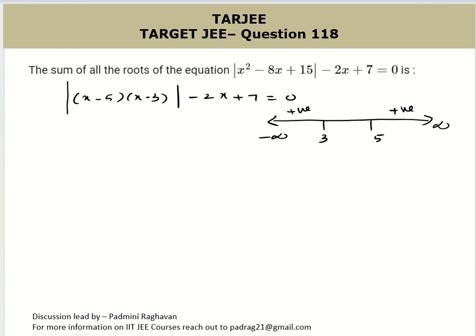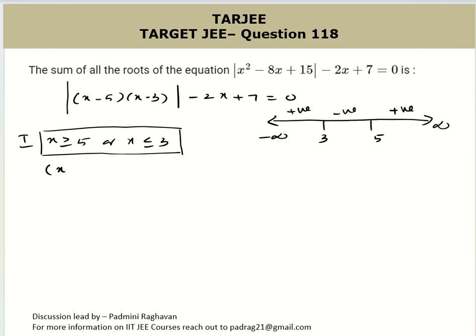And in between 3 and 5, the expression inside the modulus will be negative, because if you take any value between 3 and 5, the first term will be negative, the second term will be positive, so the product will be negative. So we'll discuss it as two cases. Case 1 is when x is greater than or equal to 5 or x is less than or equal to 3. In both the zones, the expression inside the modulus is positive. Whenever the quantity inside the modulus is positive, there is no need to put a modulus, remove the modulus.